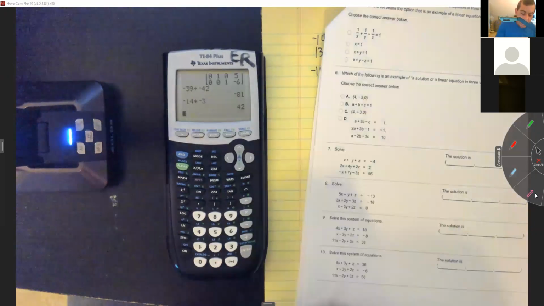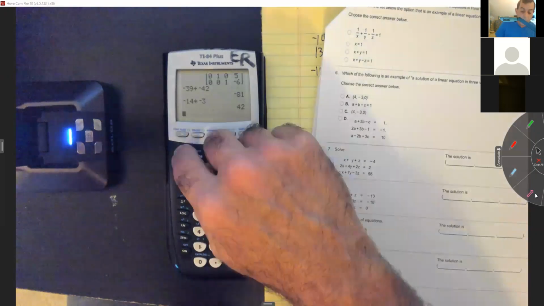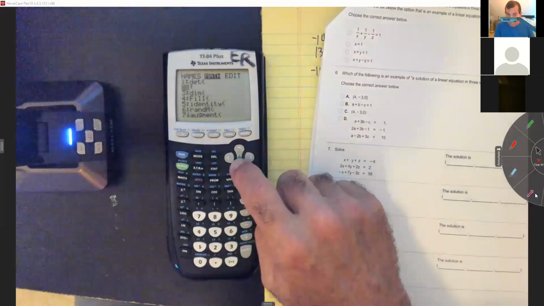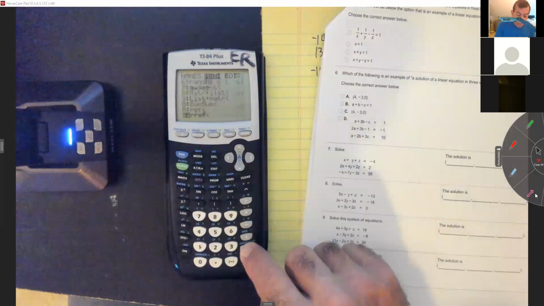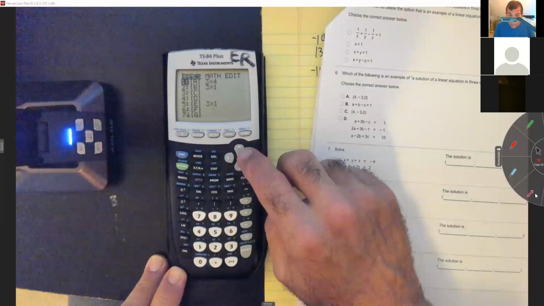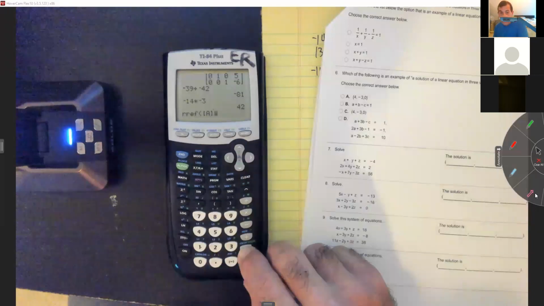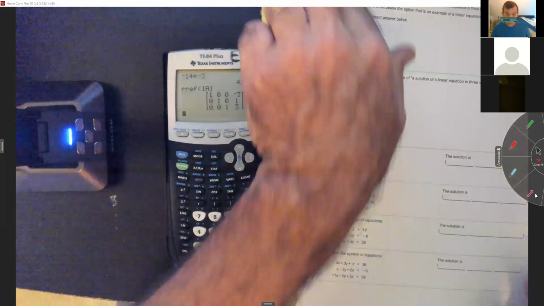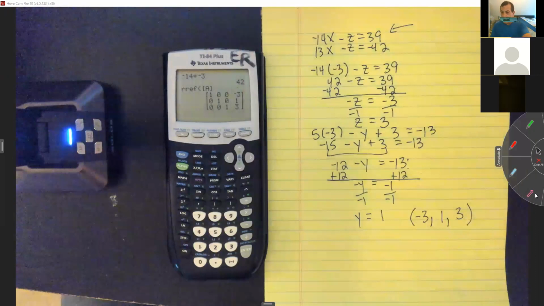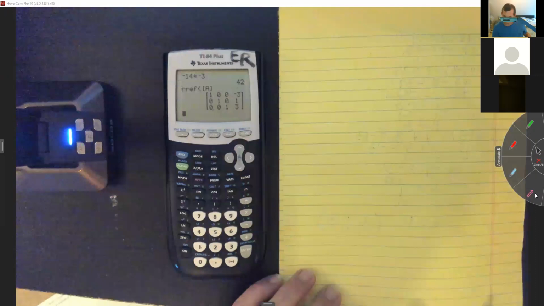Now we want to do RREF. So second, x -1, go to math, scroll down to RREF, grab that, and then go back and grab that matrix. Second, x -1, hit enter because that's the first one that's on there. And then let's see if we get -3, 1, and 3. So those are sort of long by hand because you got so many systems you got to go through. So it looks like I got time for at least one more of these.